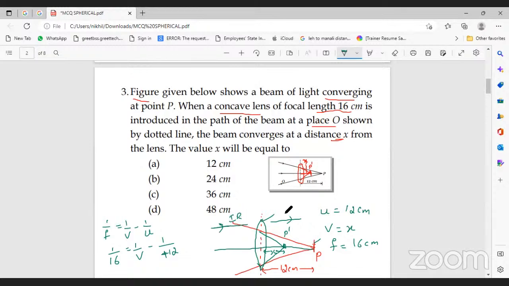This is the incident ray. This is the object distance. So incident ray and the object distance are in the same direction. So U should be positive. Can you simplify this for V? You calculate V only. Yes, sir. Take the reciprocal, simplify, and find the value of V.